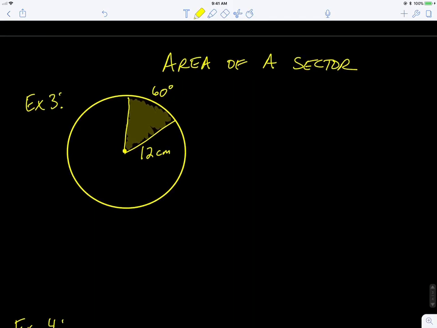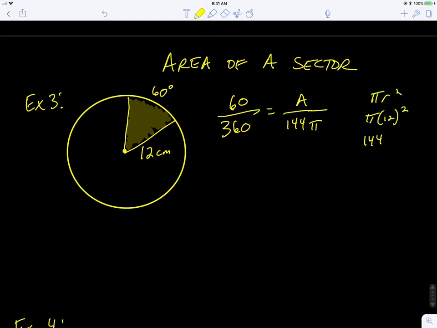To do the area of the sector, area of a sector means it's just the area of part of the circle. So we do the same thing. We do 60 over 360. That's the part of the circle that we want the area for. Equals, I'll make a ratio over here. This area, we'll just call it capital A for area of that shaded region, over the total area of the circle. So it's going to be 144 pi, because on the side, if I do the area of the circle, it's going to be pi r squared. So it's going to be pi times 12 squared. So it's going to be 144 pi.